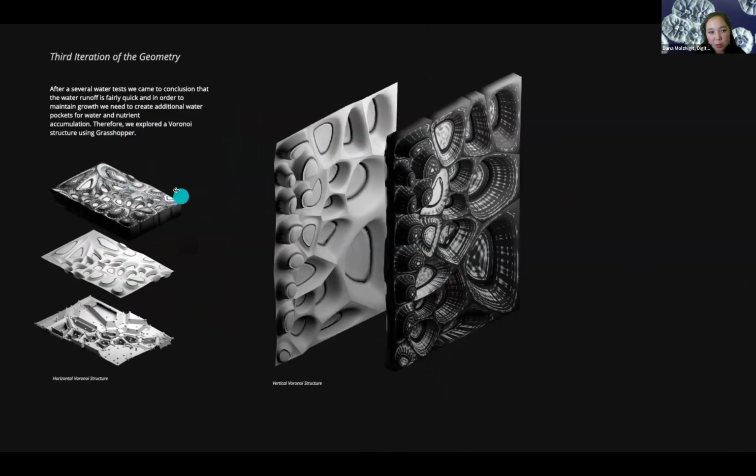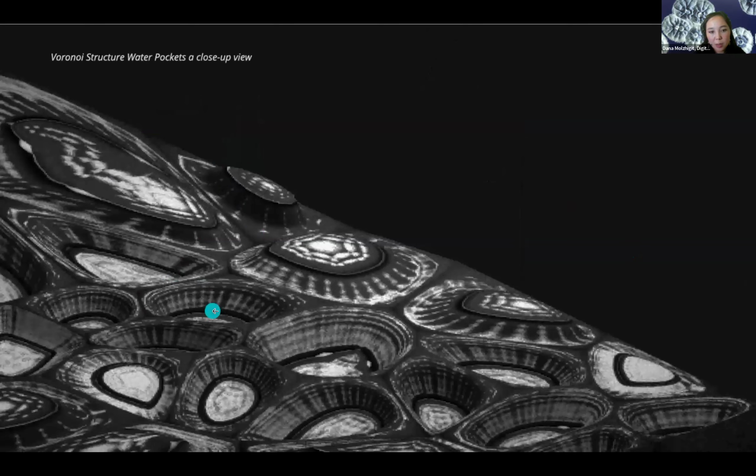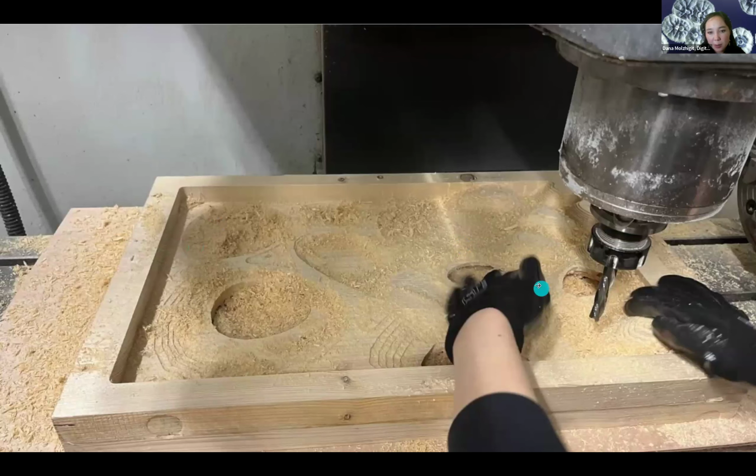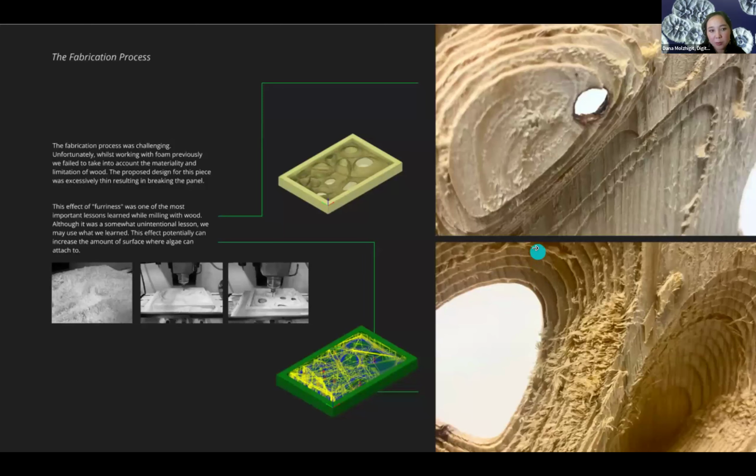Therefore, we exported a Voronoi structure using Grasshopper and Houdini. And these are the pockets that we designed for algae growth. This is the simulation process. And the fabrication process was very challenging. Unfortunately, the material was dense foam, as we only had dense foam in the workspace. We did not use wood in the beginning, so we failed to take into account the materiality and limitation of wood. The proposed design for this piece was excessively thin, resulting in breaking of the wood, as you can see.